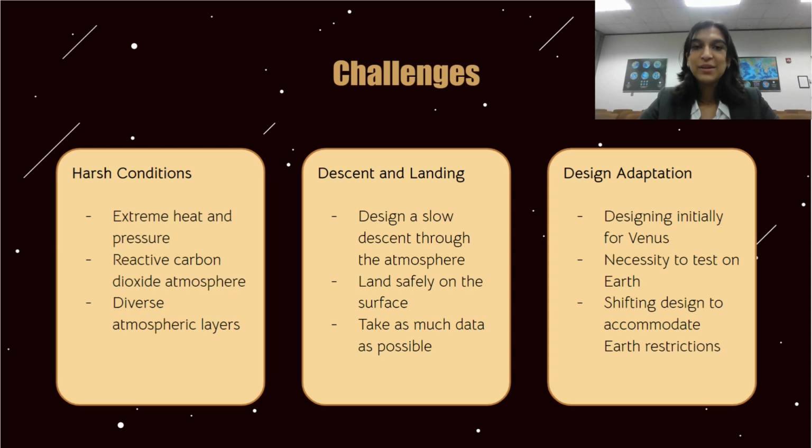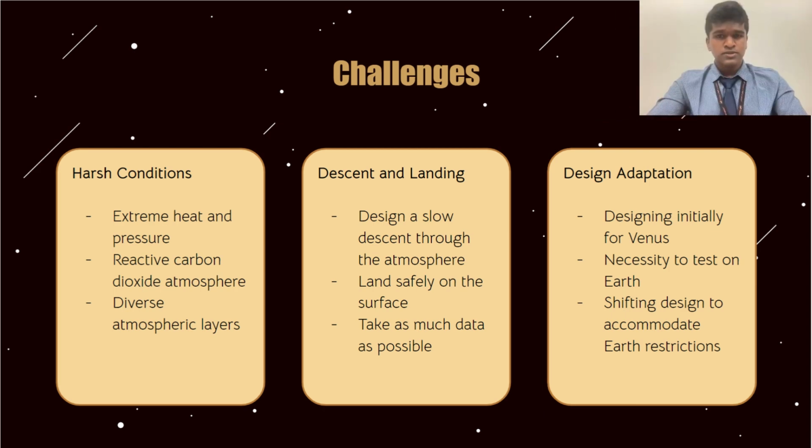One of the many challenges we encountered during this project was designing around Venus's harsh conditions. Even though Venus is often referred to as Earth's twin because of the planet's similar sizes and masses, the atmospheric and surface composition, temperature, and pressure on Venus are contradictory to those of Earth.